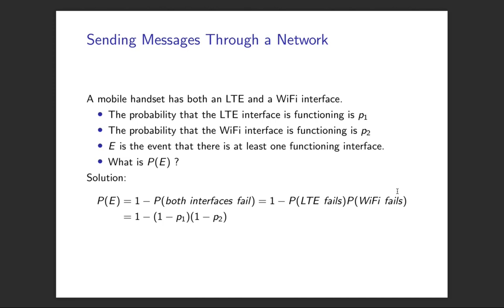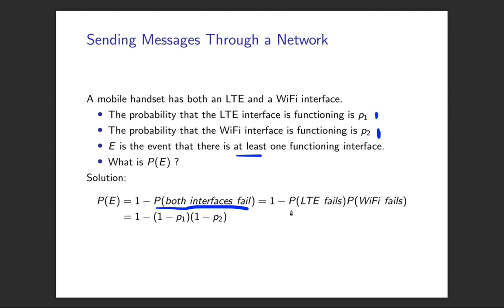Here's another example. Suppose we've got our phone, which has a cellular and a Wi-Fi interface. Suppose the probability that the cellular interface is working is P1, the probability the Wi-Fi is working is P2, and we're asked the question, what's the probability that at least one interface is functioning? Now, whenever you see the "at least," that's a hint, usually, to try and calculate the opposite thing and then take 1 minus. So let's calculate the probability that both interfaces fail, and then take 1 minus that, and that'll be the probability that at least one is working.